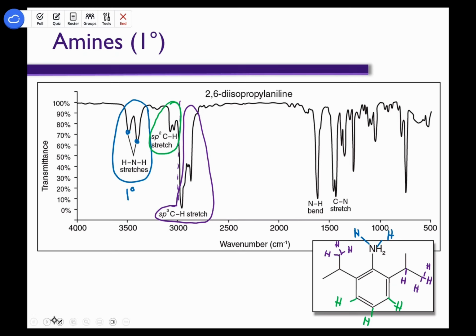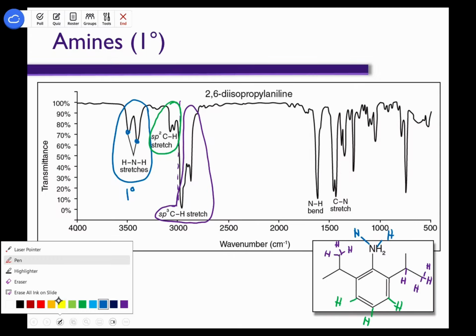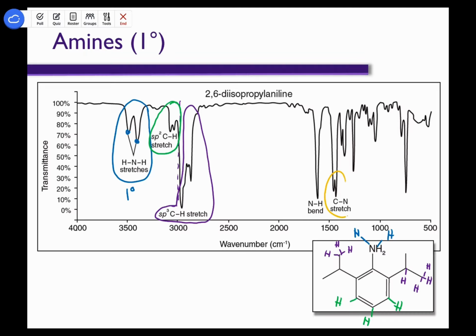We also have a carbon-nitrogen stretch happening over in the fingerprint region. But this doesn't show up in our table of values over here because it's not diagnostic. As soon as you have other functional groups, it can kind of get buried. So it didn't show up in your table of values. Okay, so these are our primary amines. We're looking for that double peak.